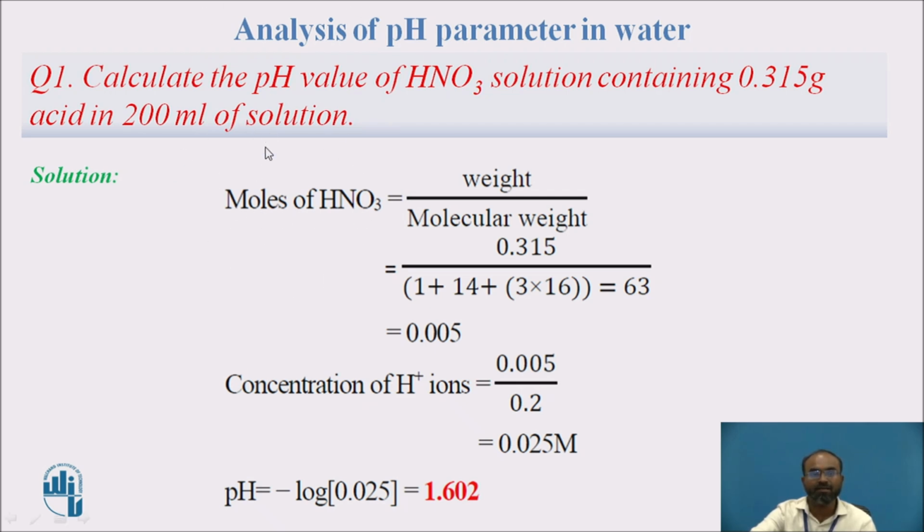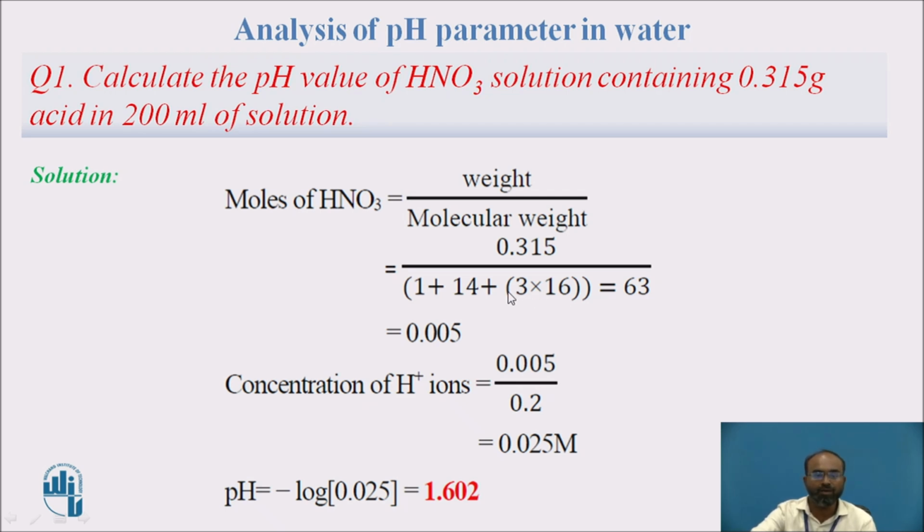So generally molarity is the parameter which gives the value of concentration of H plus ions, and the formula of molarity is moles divided by volume of sample. To do that, we have to calculate moles first. So moles of HNO3 have a formula of weight divided by molecular weight. The weight of HNO3 is given to us, that is 0.315 gram divided by molecular weight.